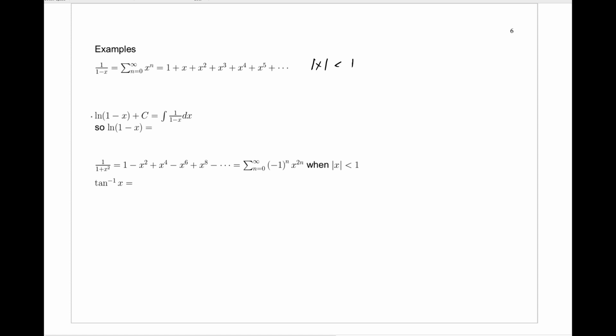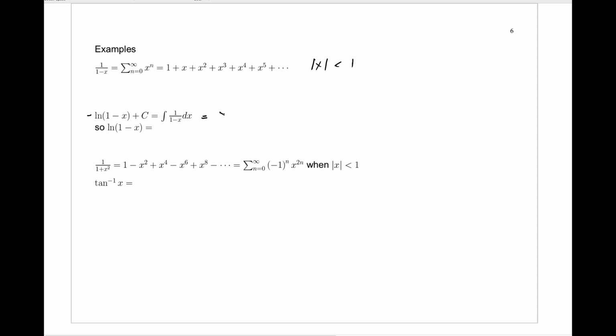Actually, I wrote that incorrectly. Minus log of 1 minus x plus c is equal to this integral. Got to get your signs right here. This is equal to now the integral here, term by term.